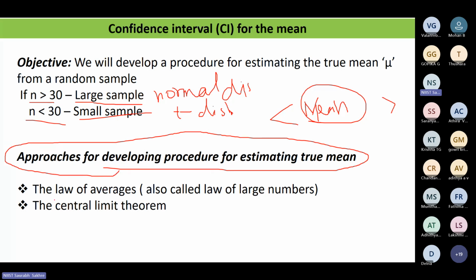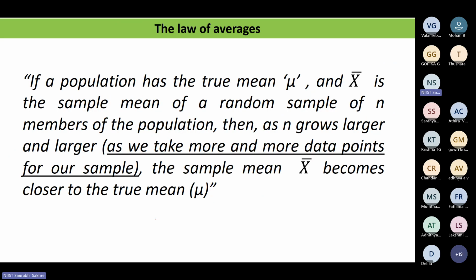There are two approaches. First one is the law of averages, also called the law of large numbers. And the second one is the central limit theorem. One by one we'll see. So what does the law of averages say? It says that if a population has the true mean mu, and bar x is the sample mean of a random sample of n members of a population, then as n grows larger and larger, of course we are taking more samples, the sample mean bar x becomes closer to the mean.